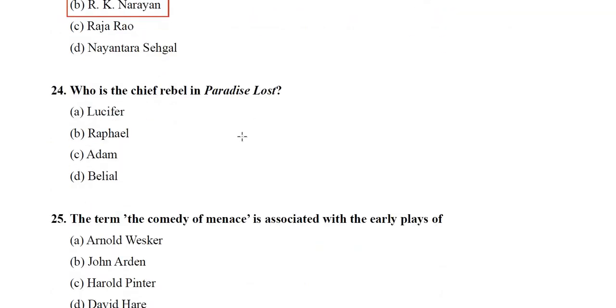Next question we have: who is the chief rebel in Paradise Lost? See, these questions you may get from the text, as Paradise Lost Book 1 is prescribed in our syllabus, or you can consider it history of English literature also. So who is the chief rebel? Lucifer, Raphael, Adam, Belial. So Adam is definitely not, and its answer is Lucifer. Lucifer was an angel also, and then he rebels against God. He becomes a fallen angel, and he turns into Satan.